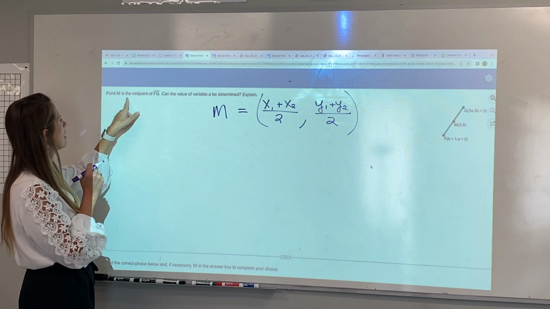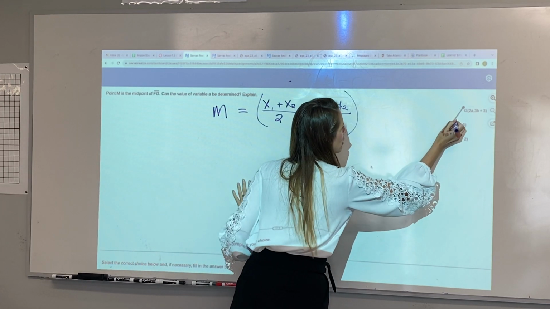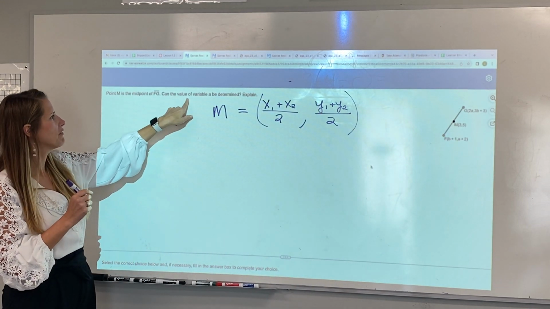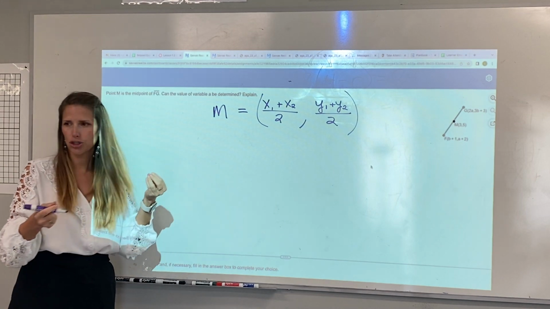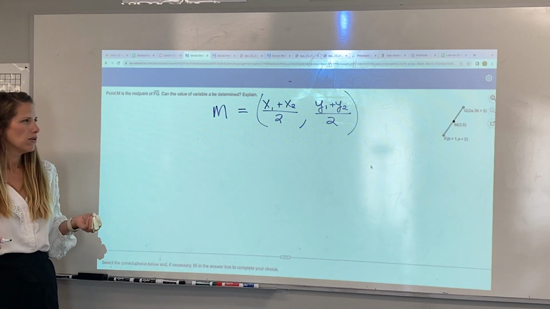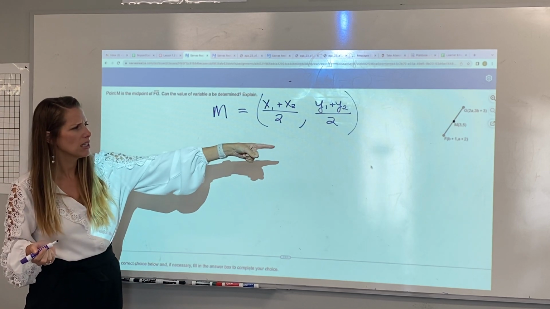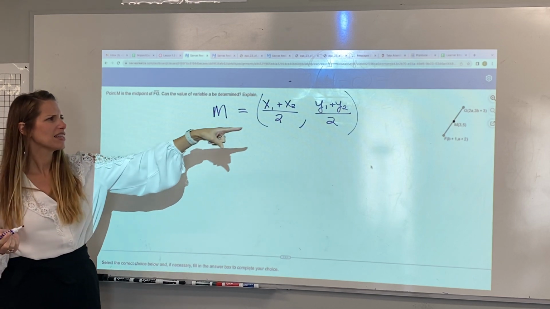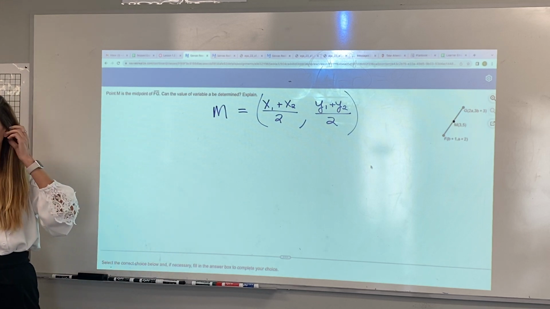It says point M is the midpoint of FG, line segment FG. Can the value of variable A be determined? Right away looking at it, it's really hard to tell. We've got an A variable in the Y coordinate of F. We've got an A variable in the X coordinate of the point G.